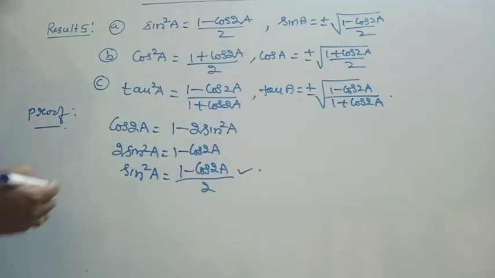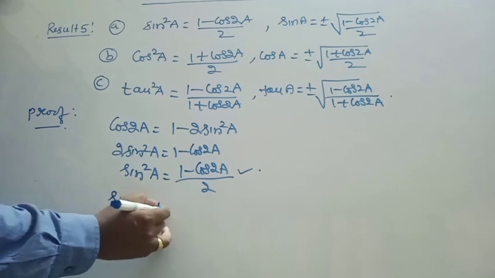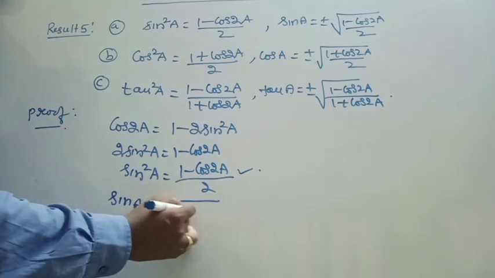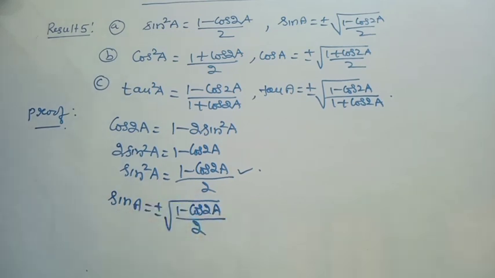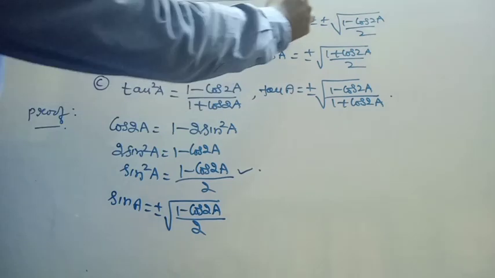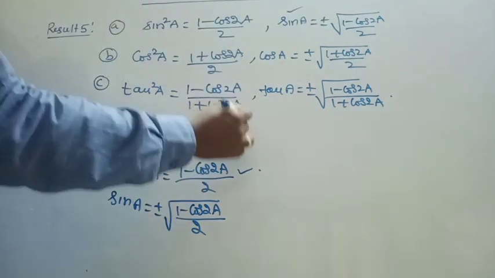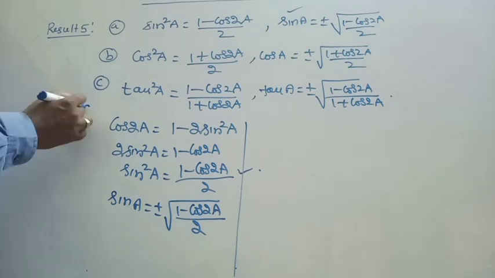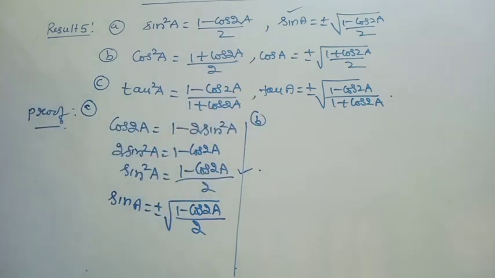Right, my dear students. Now from this, another one: sin a is equal to plus or minus root over 1 minus cos 2a by 2. This also we have got. Now the second one also we have got in the A part. In the same way, my dear students, now the B part is what we are having.